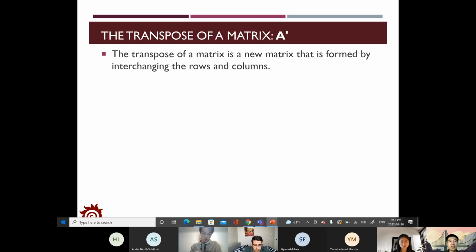First, the transpose. If you take the transpose of one matrix, it will generate a new matrix. In the new matrix, you exchange the positions of the rows and columns. Usually for the transpose of a matrix, say matrix A, we use A prime or A T to represent the transpose. Either is fine, but usually we use A prime to simplify it.